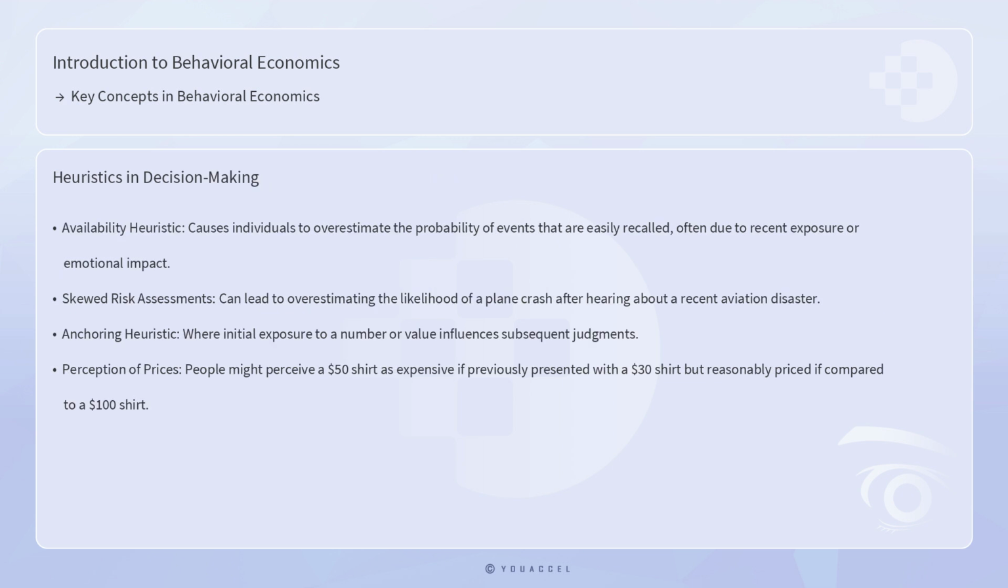Heuristics are essential tools in decision-making, but they can also lead to systematic biases. For instance, the availability heuristic causes individuals to overestimate the probability of events that are easily recalled, often due to recent exposure or emotional impact. This can lead to skewed risk assessments, such as overestimating the likelihood of a plane crash after hearing about a recent aviation disaster. Anchoring is another heuristic where initial exposure to a number or value influences subsequent judgments. For example, people might perceive a $50 shirt as expensive if previously presented with a $30 shirt, but reasonably priced if compared to a $100 shirt.